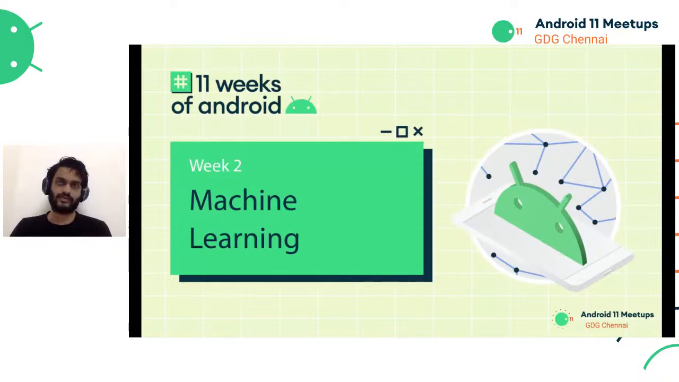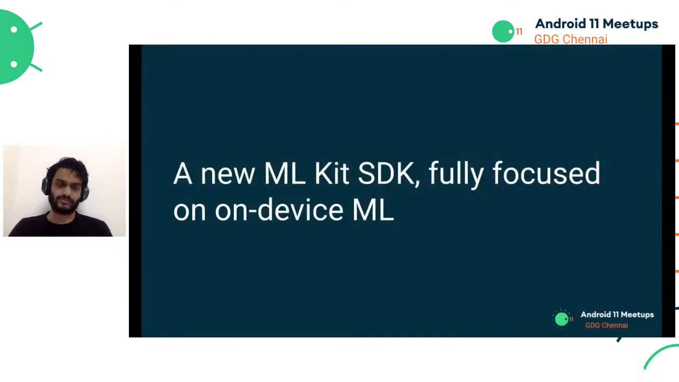So this week was about privacy. The previous week was about machine learning. So we will mainly talk about the new releases that have happened on machine learning, like ML Kit and on-device machine learning.